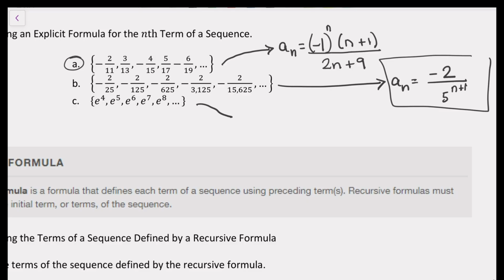Ooh, this one looks very friendly. E is a number, right? I should put a sub n. A sub n is equal to e to the first term is a 4, the next term is a 5, have an exponent of 5. You know, that's a consistent increase each time. So how about I do n plus 3. Would that give me a 4 for the first one? Yes. A 5 for the second one? Yes. A 6 for the third one? Yes. And I'm done. That's it.